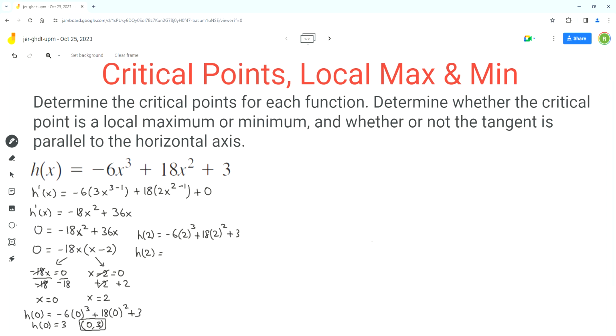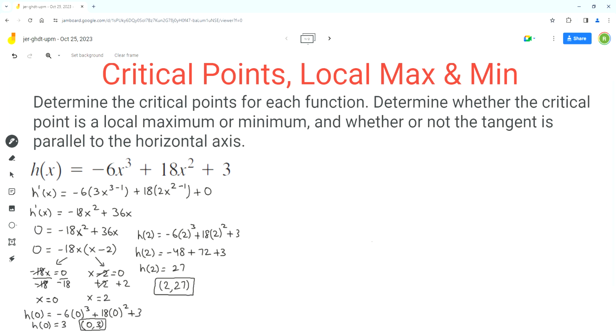So 2 cubed is 8 and 6 times 8 is equal to 48, so it will be negative 48. And then 2 squared is 4, and 18 times 4 is 72, plus 3. And now we can combine these terms. So negative 48 plus 72 plus 3 is equal to 27. So the second critical point is 2, comma 27. So this function h of x has two critical points.